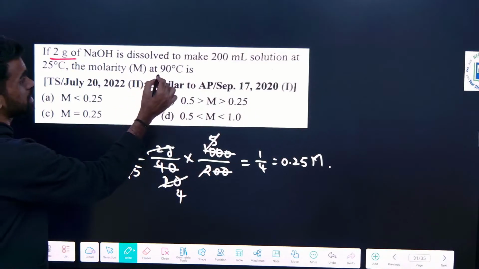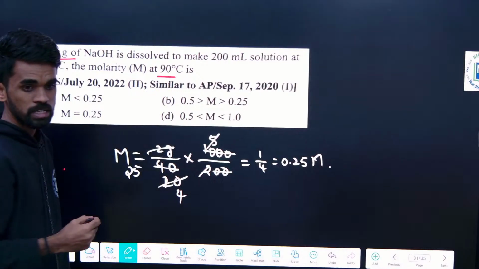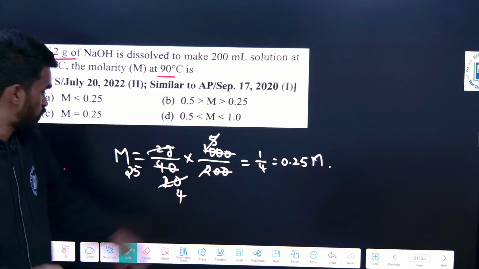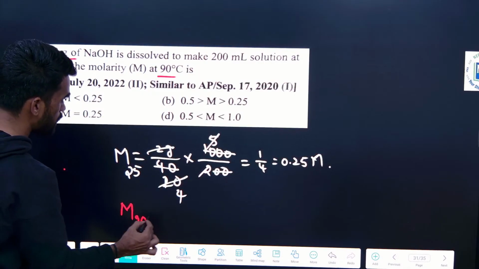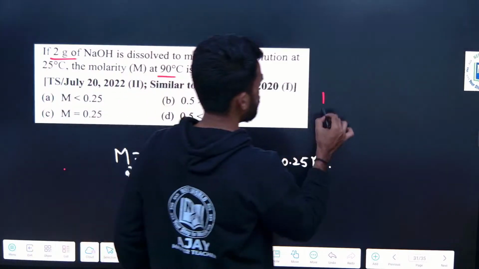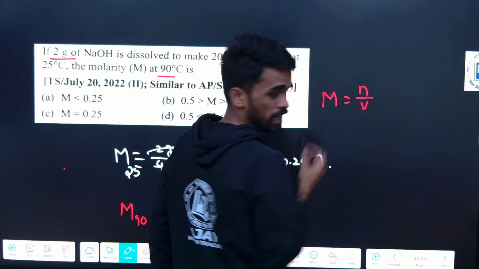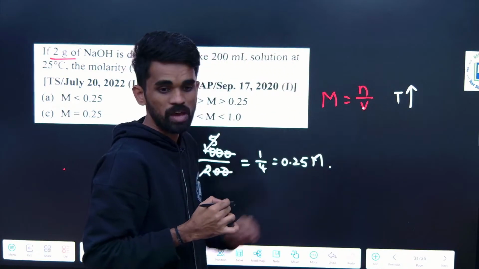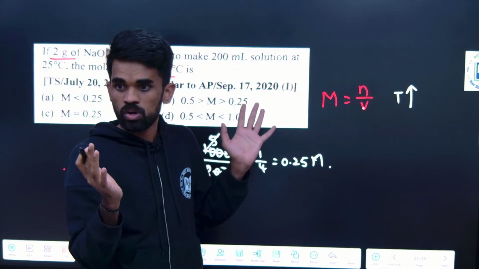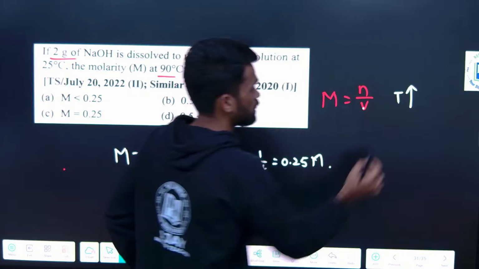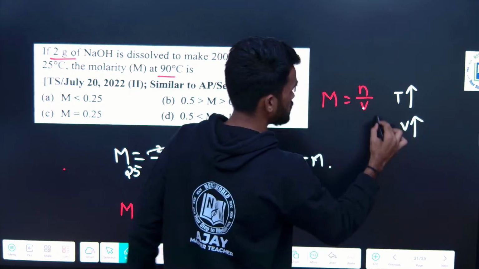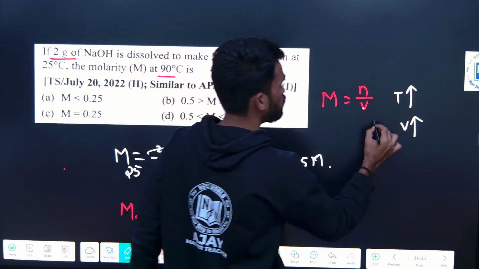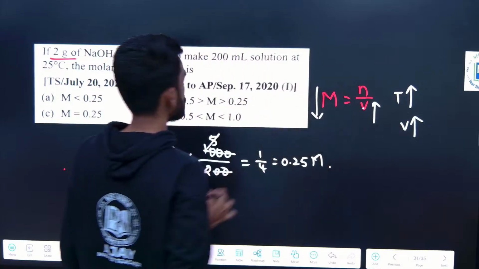Now they are asking this at 90 degrees. How can you do this at 90 degrees? What is the effect of temperature? At 25 degrees Celsius you got 0.25. So what happens to the molarity at 90 degrees? Just look at the formula: M equals N by V. If temperature increases, what happens to the volume? Expansion takes place, so volume also increases. If V increases, since it is inversely proportional to molarity, the molarity decreases. So now what happens to the molarity?